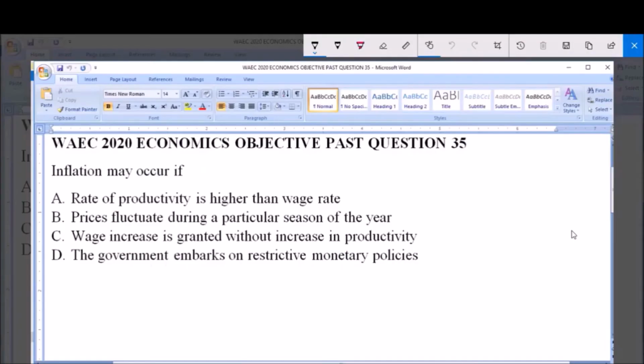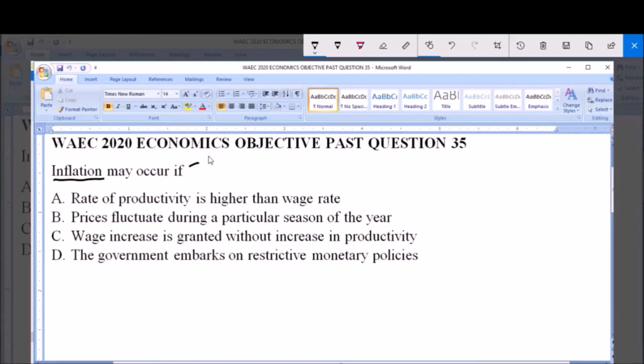Hello and welcome. I will be answering WAEC 2020 Economics Objective Past Question 35. Inflation may occur if A. Rate of productivity is higher than wage rate. B. Prices fluctuate during a particular season of the year. C. Wage increase is granted without increase in productivity. D. The government embarks on restrictive money policies. So what we are asking is, which among the options can be responsible for inflation?